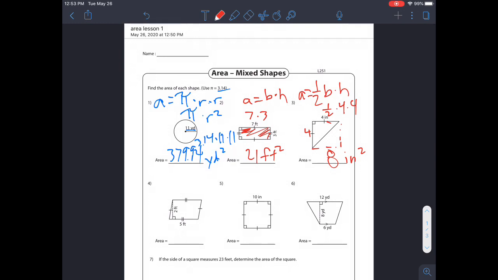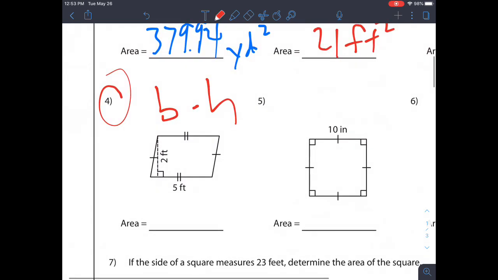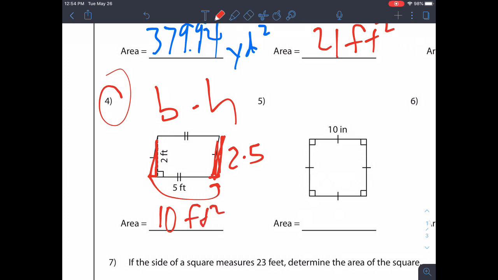Even when we have a problem like this rhombus, that rectangular formula is still going to be our formula. We are going to use base times height. And if we think about it, this triangle right here, if we were to cut that off, we could actually place it right there. And so it ends up being that rectangle that we have to find the area of. So 2 times 5 gives us 10 feet squared.